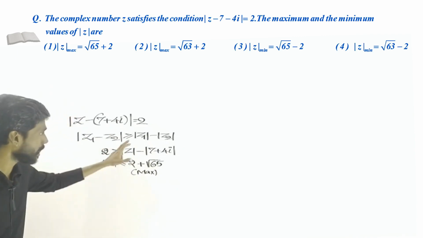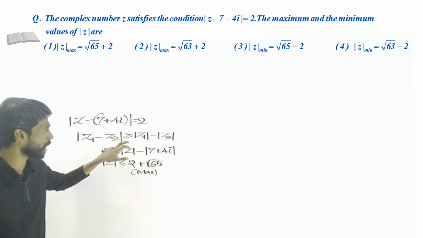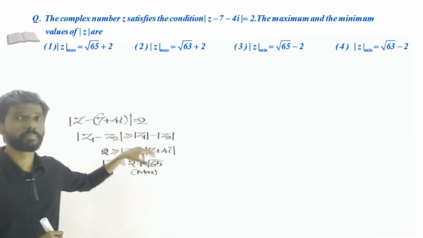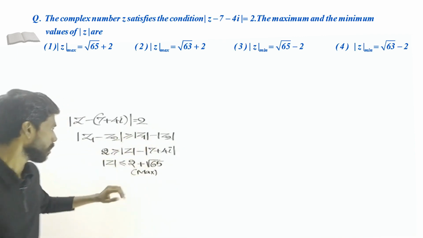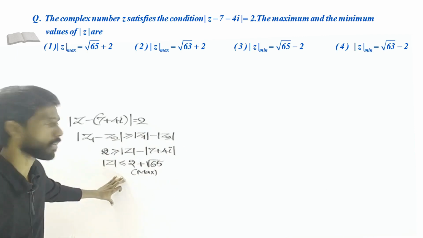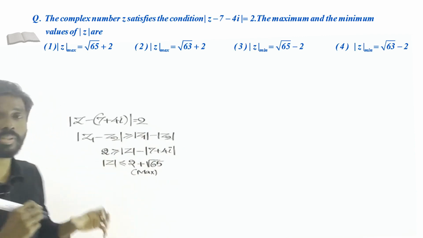Similarly, if you use the other inequality, right, mod z1 minus z2 greater than or equal to mod z2 minus mod z1, or less than or equal to mod z1 plus mod z2. If you use the other inequalities, you get the minimum value of modulus of z also, right? But that's not what we want, right? We want to use the geometry, right?